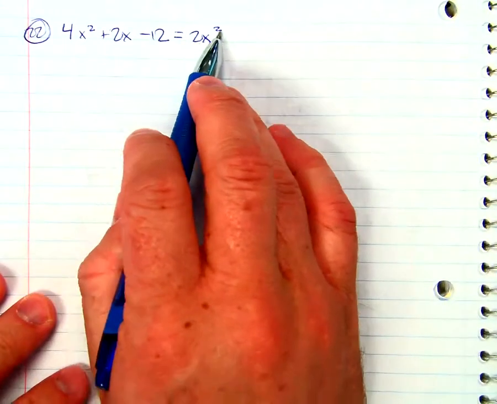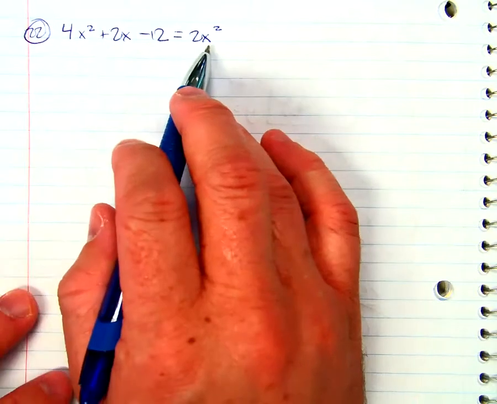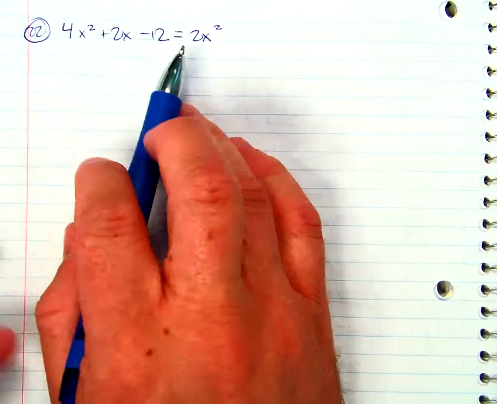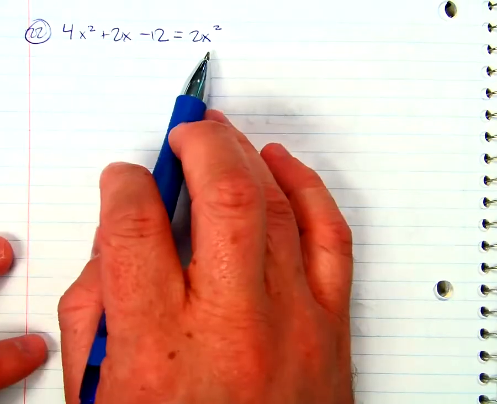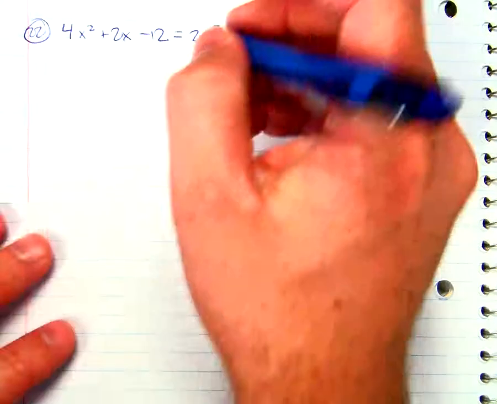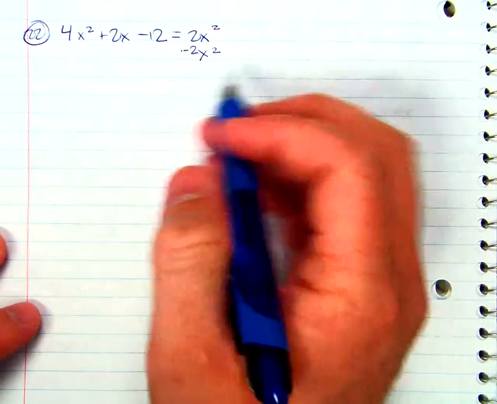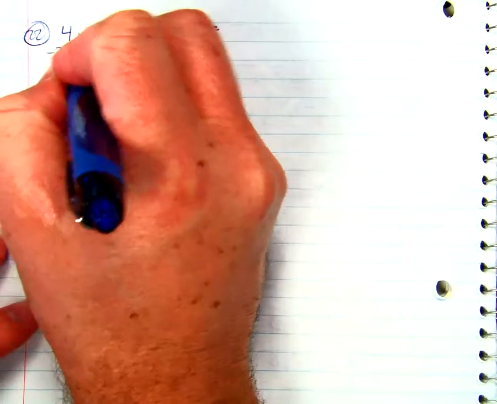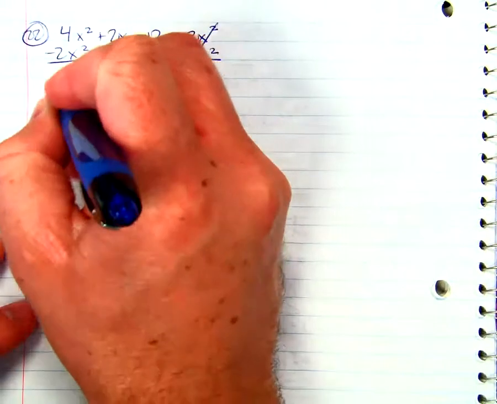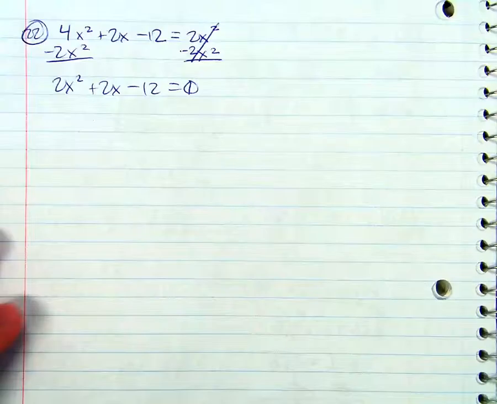It equals 2x squared. It should never equal anything with a variable. It either needs to equal 0, or if you're doing completing the square, your constant should be over there. You shouldn't have coefficients and variables here. So before you do anything else, we need to move the 2x squared back to the other side. So I'm going to subtract 2x squared, and it's going to line up here with the other x squared. So now I end up with 4 minus 2 is 2x squared, plus 2x minus 12 equals 0.